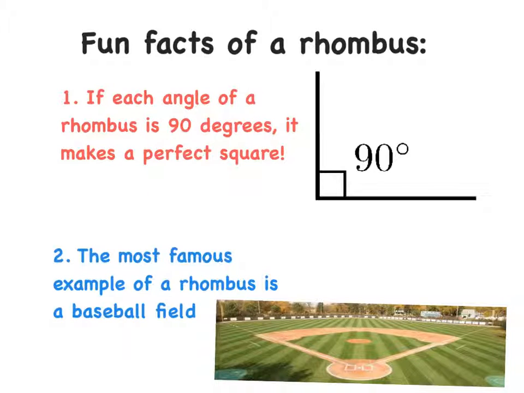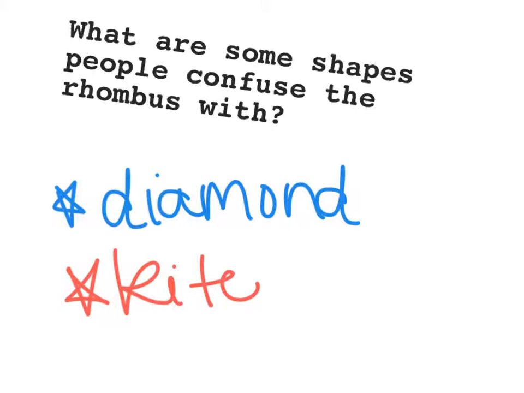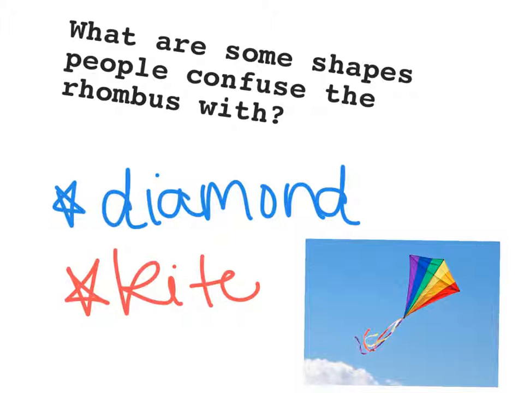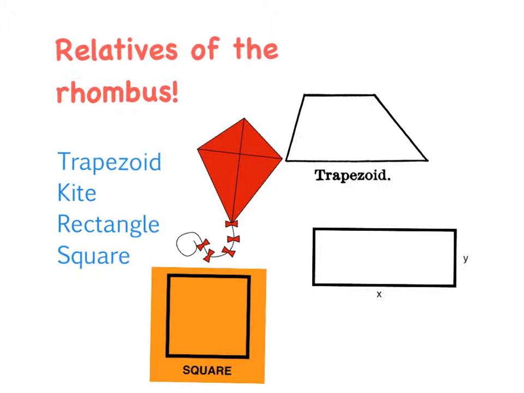The most famous example of a rhombus is a baseball field. We can find rhombuses in our everyday lives. What are some shapes people confuse the rhombus with? 2 examples are a diamond and a kite. For a rhombus to be a rhombus, all 4 sides must be the same length. As you can see with this kite, 2 of the lengths are shorter. Therefore, the kite is not a rhombus.